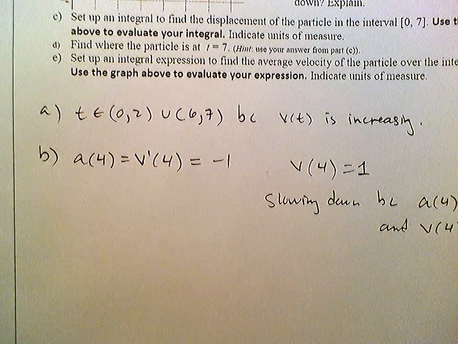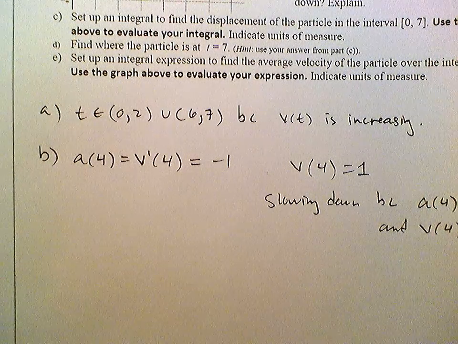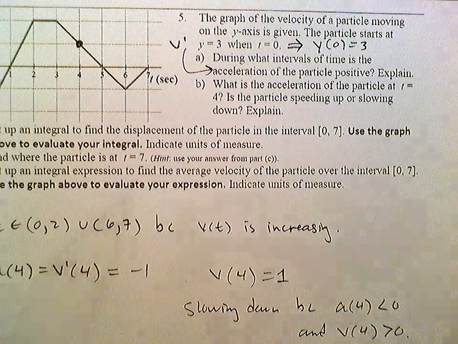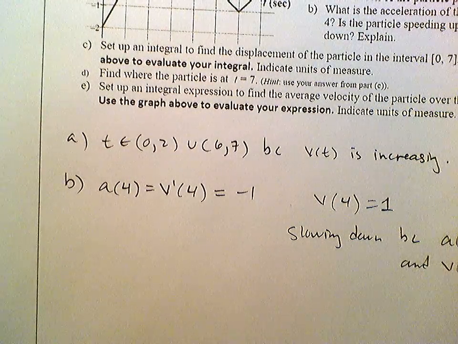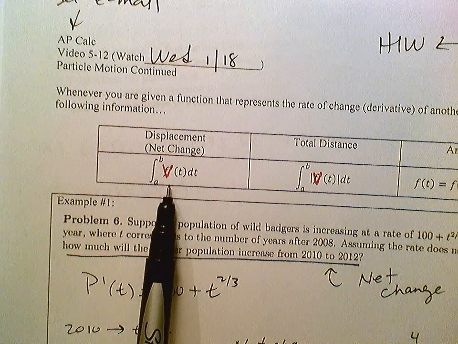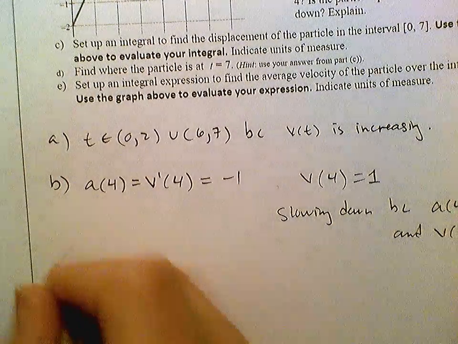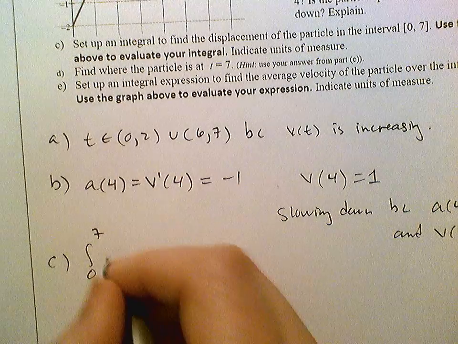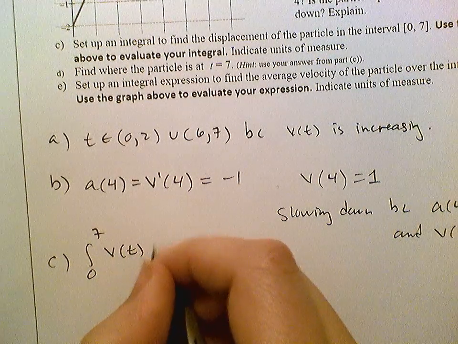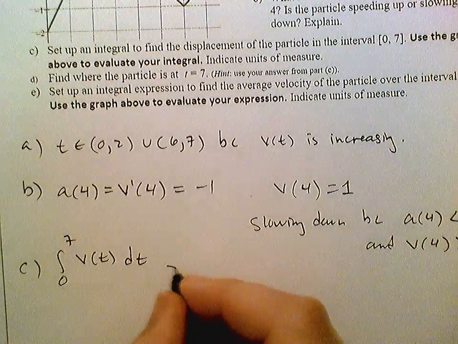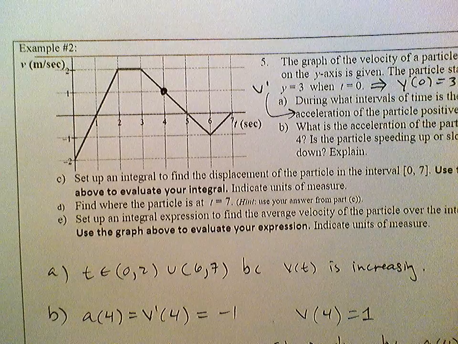C, set up an integral to find the displacement of the particle in the interval 0 to 7, and then use the graph above to evaluate the integral. Okay, so displacement is given by this integral here. So for part C, I need the integral from 0 to 7 of velocity.